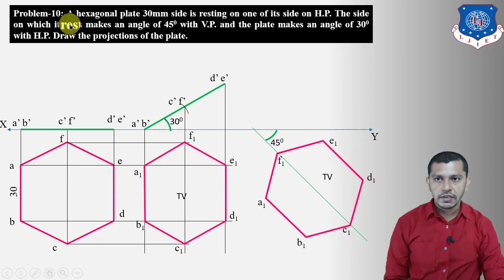So our condition is satisfied. The side on which it rests makes an angle of 45 degree to VP. So side AB makes an angle of 45 degree to the XY reference line.